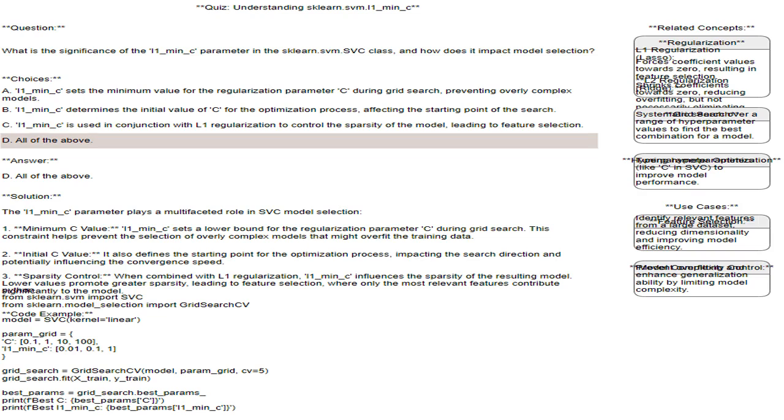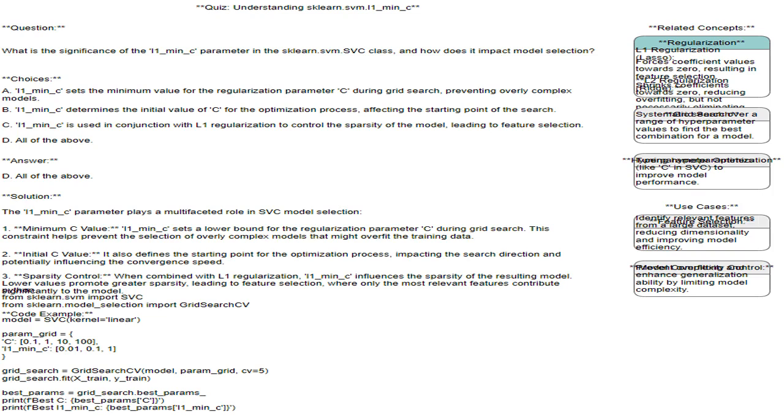True. L1 minc acts as a lower bound for the C parameter during grid search, ensuring that the search doesn't explore excessively high C values. High C values indicate weak regularization, leading to complex models prone to overfitting. By setting a minimum C, we constrain the search to values that promote a better balance between model complexity and generalization ability. Regularization.